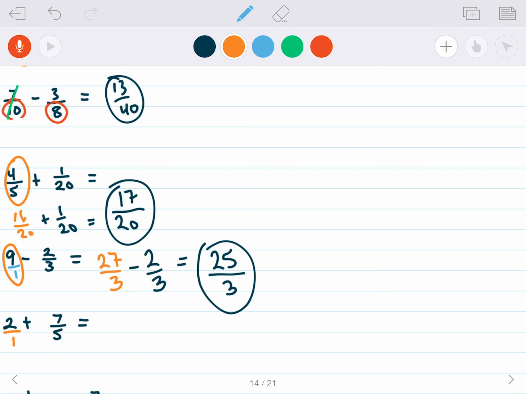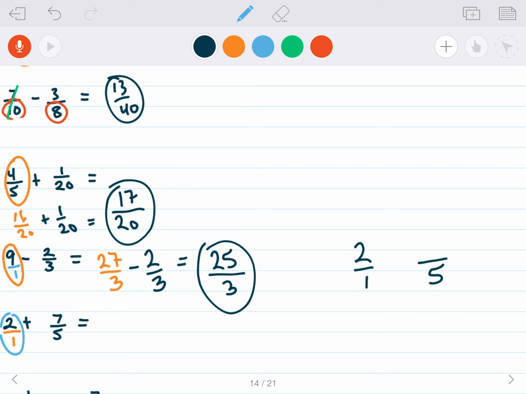That's a whole number, so we can put him over a 1. And I can recognize that I can change this 2 to have a denominator of 5, right? The goal is to get them to have the same denominator so that we can add or subtract them. So let's go ahead and do that. So 2 over 1, I want this guy to have a denominator of 5.